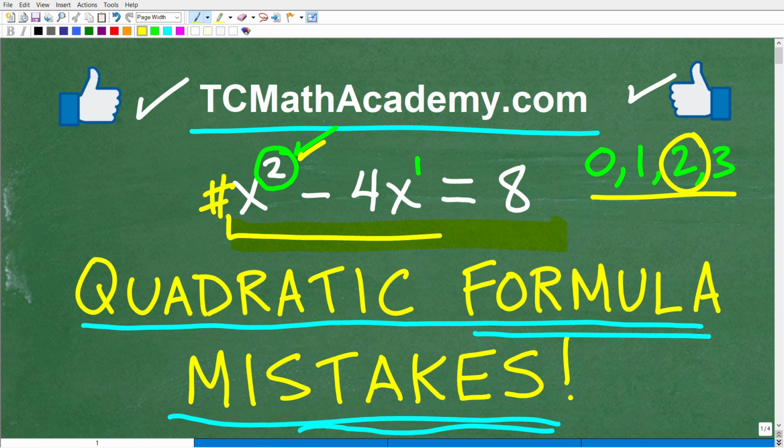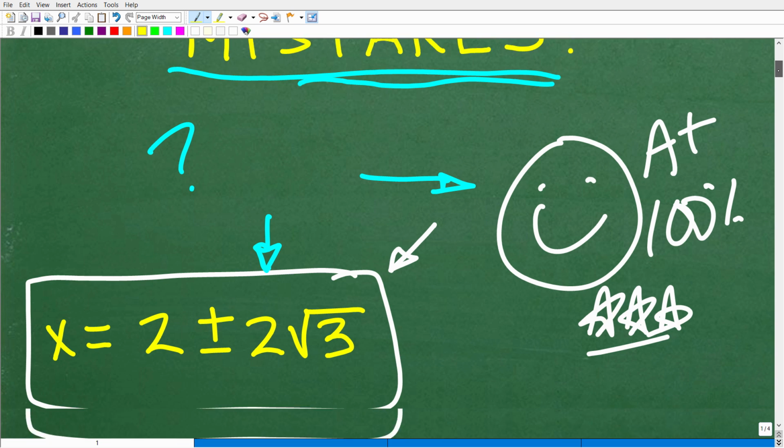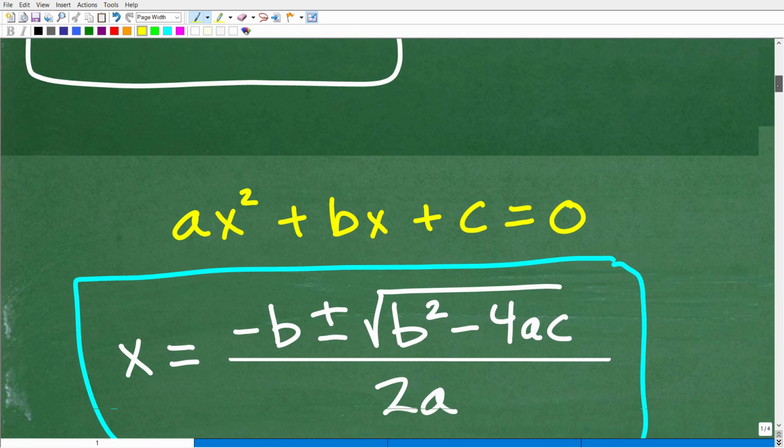So you're going to be able to identify what type of equations we can even possibly consider using the quadratic formula. And of course, this one right here that I'm going to be doing is a quadratic equation, so we can solve it using the quadratic formula. Okay, so let's get back to our setup here.